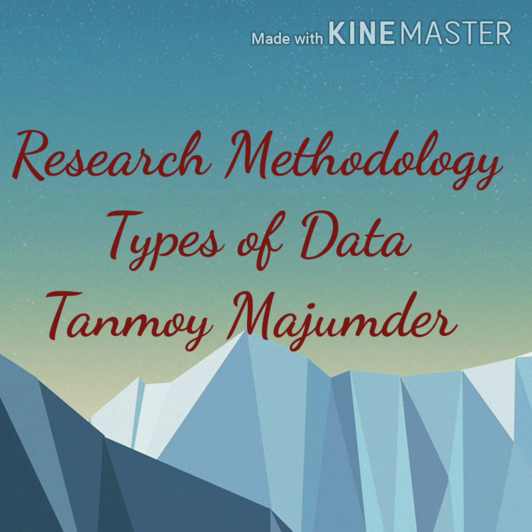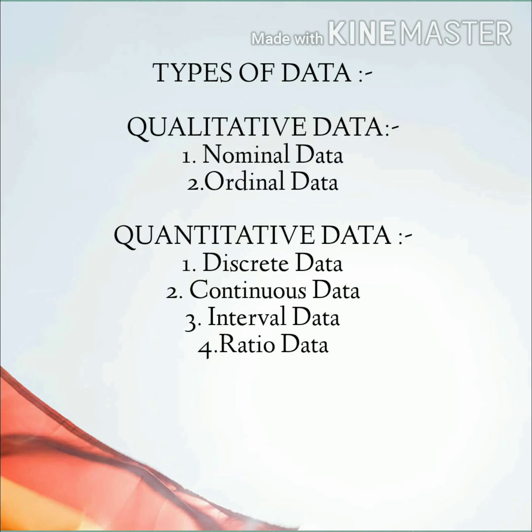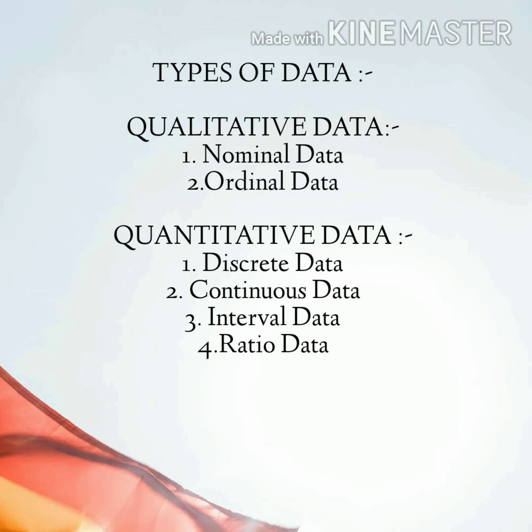Today I am going to discuss the different types of data in research methodology. Basically, there are two types of data. One is qualitative, another is quantitative data. Qualitative data is further classified as nominal data and ordinal data. And quantitative data is broadly classified as discrete data, continuous data, interval data, and ratio data. Now, in the next slide, I am going to discuss in detail what is qualitative data and what is quantitative data.